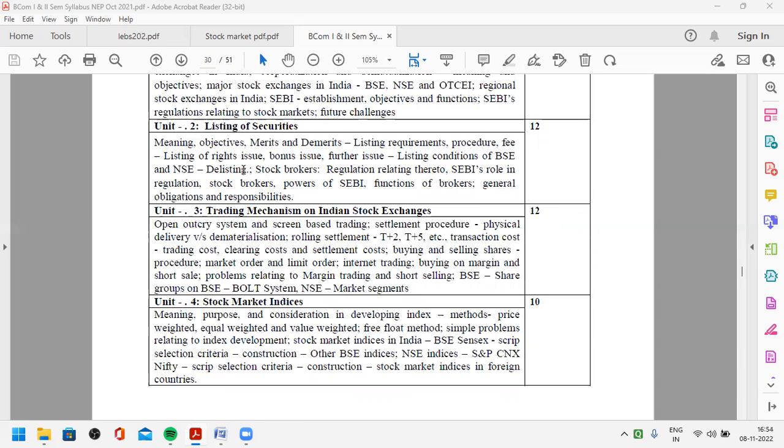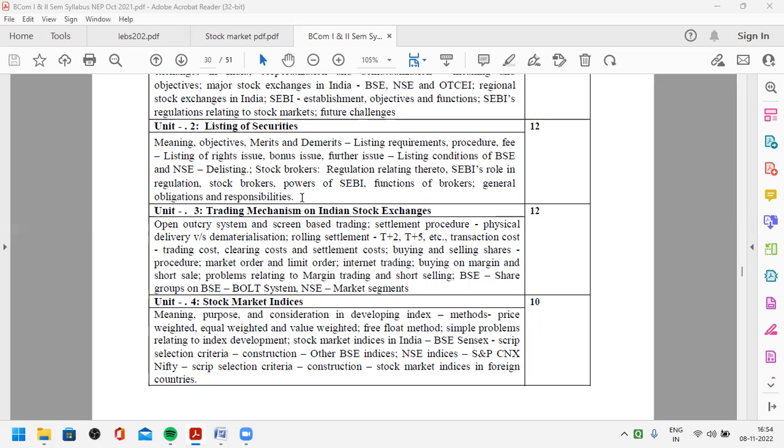Listing is different, and delisting is cancellation of the listed securities on the stock exchange. So delisting, and who are the stock brokers, regulation relating thereto, and SEBI's role in regulation, stock brokers, powers of SEBI, functions of brokers, general obligations and responsibilities. So all about this is listing and delisting, and who are the stock brokers, and what are the regulations related to this, which are made by SEBI?